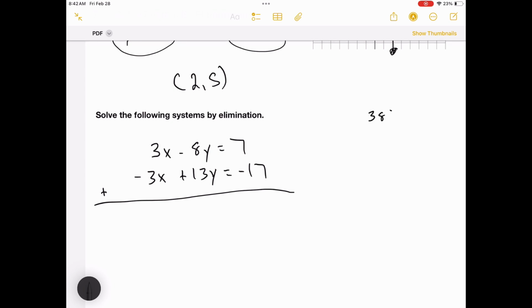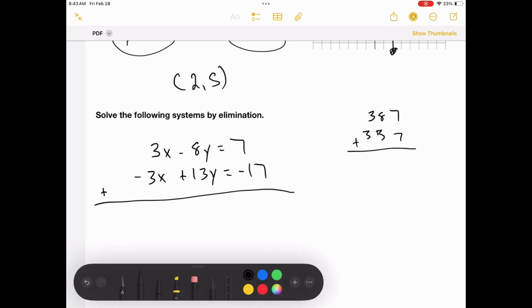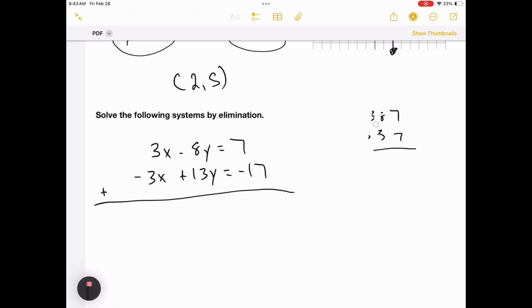For example, something that looked like this, 3, 7, and then you just add straight up and down, right? So that's kind of what we're going to do today. And with these problems today, they'll pretty much eliminate right away. You won't have to do too much work.